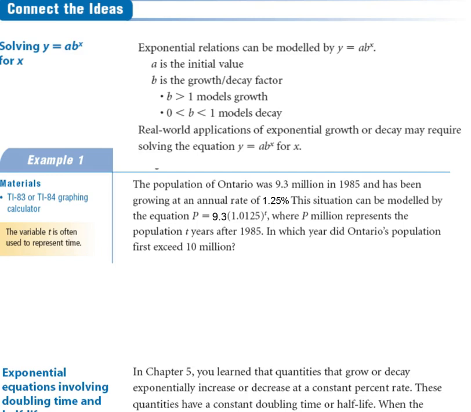It could also be called the y-intercept, because whenever x equals 0, we have a power of 0 on the b, and so what we're left with there is a times 1, which is a. So a is the y-intercept for that reason, also called the initial value. b is the growth or decay factor, and the exponential relation will exhibit growth if b is more than 1, and it will exhibit decay if b is between 0 and 1.